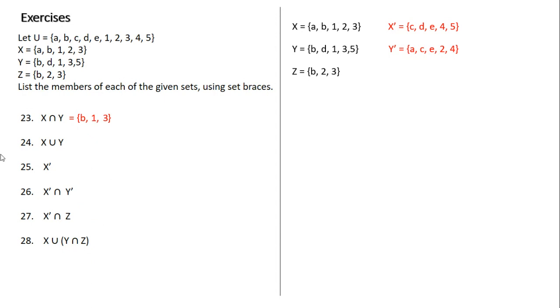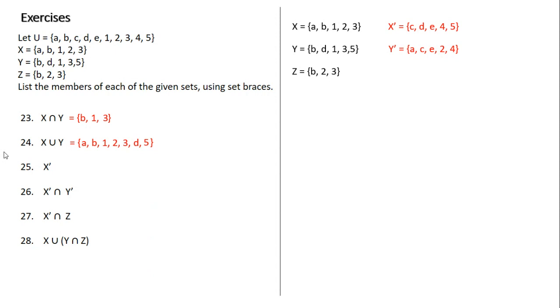The next one is the union of X and Y. So that means all of the values in X, all of the values of Y, without including duplicates. Okay, so we have X has A, B, 1, 2, 3, and the ones that X doesn't have but Y has are D, 5, and E. That's it, right? So that's my union of X and Y.